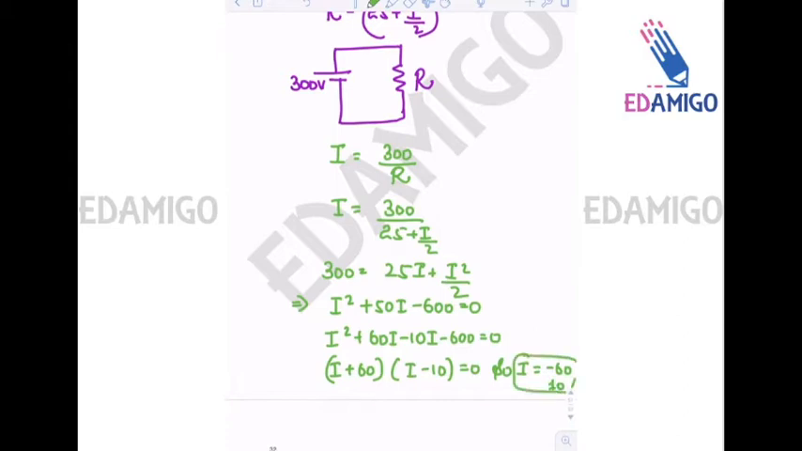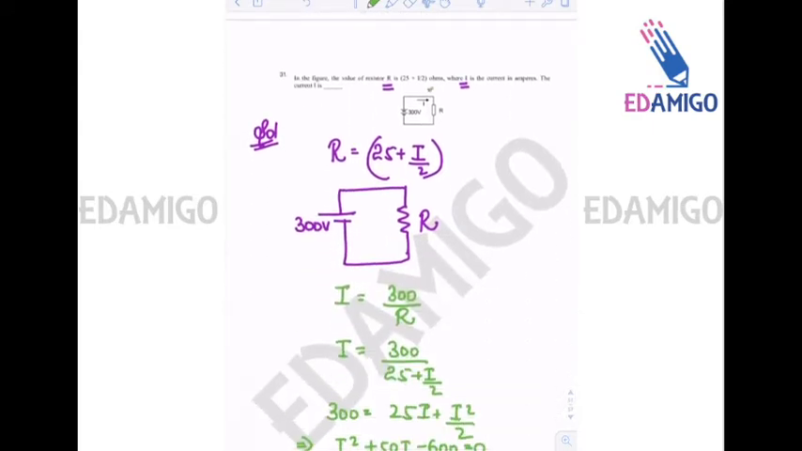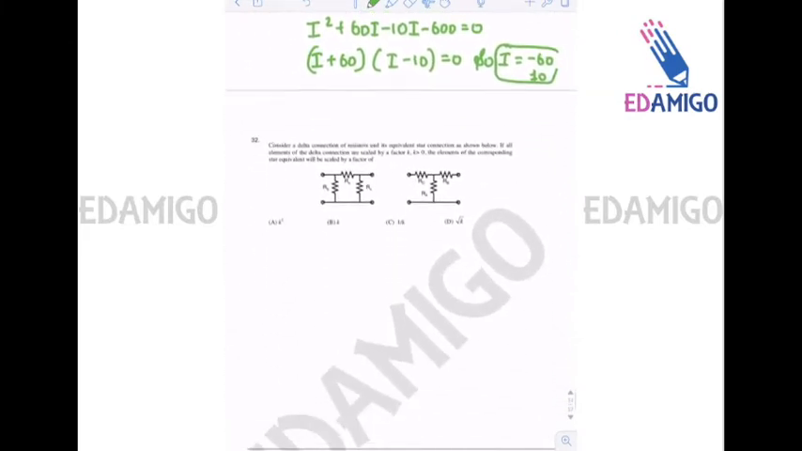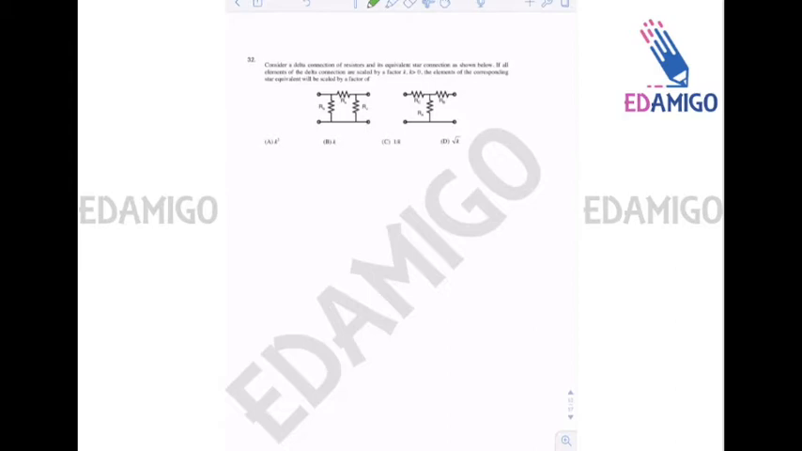Since current cannot be negative, because current has to flow from the battery to the resistance, the current value will be 10 amperes. Okay, so you get why the current cannot be negative, because current has to be positive because it has to flow from the battery to the resistance. Okay, now let's move to another question.